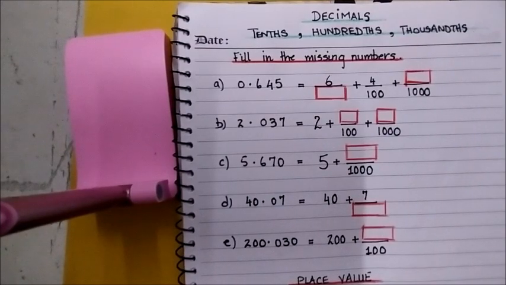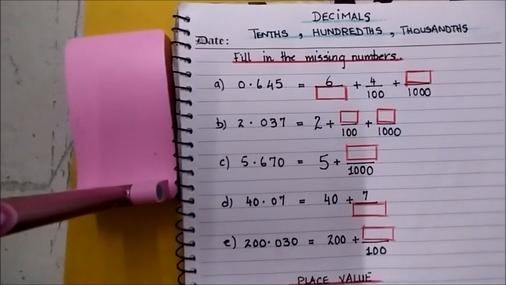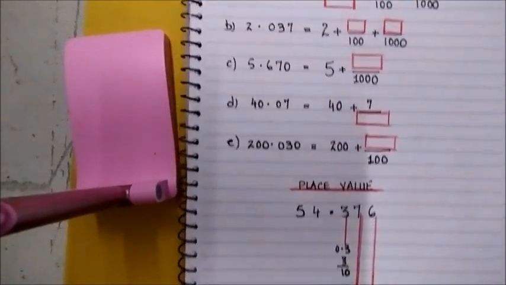Today my topic is decimals and we shall be learning the place values in decimals, that is tenths, hundredths and thousandths. I have a few questions and we have to fill in the missing numbers here. But before I start filling in the missing numbers, I would like to go through how we put those numbers in the correct place. So in order to do that, we need to first go through place value.